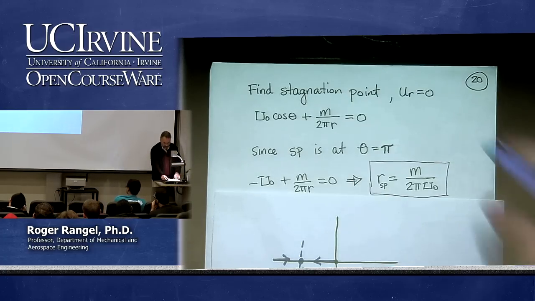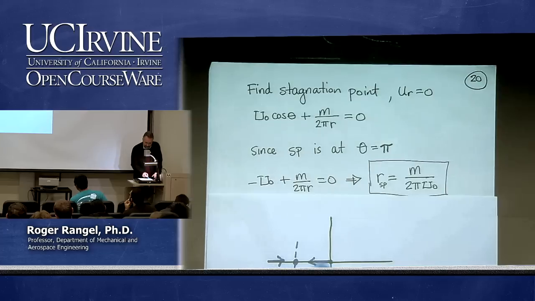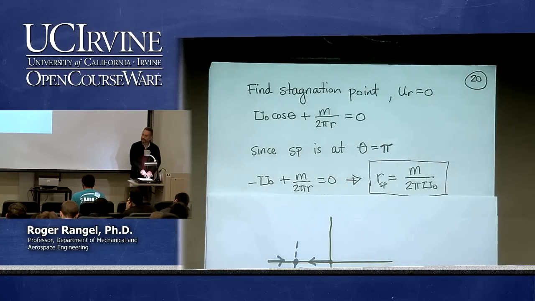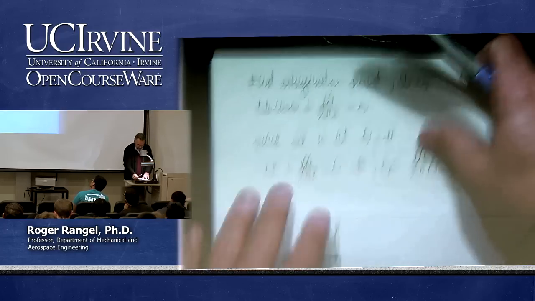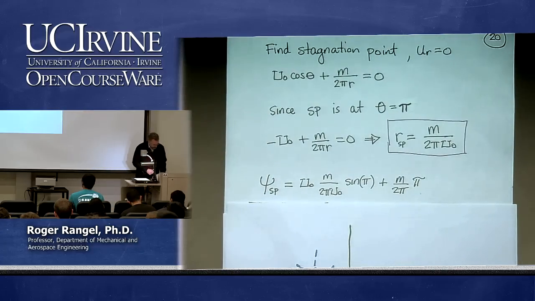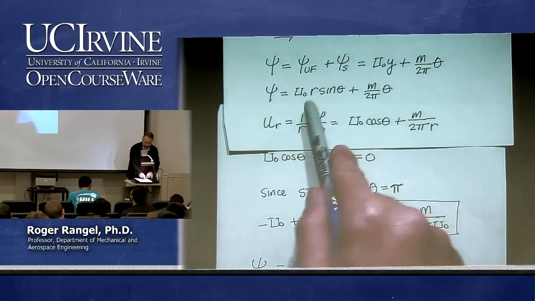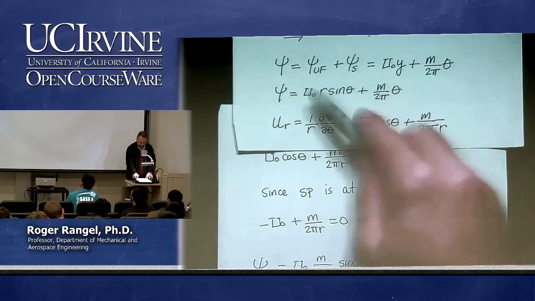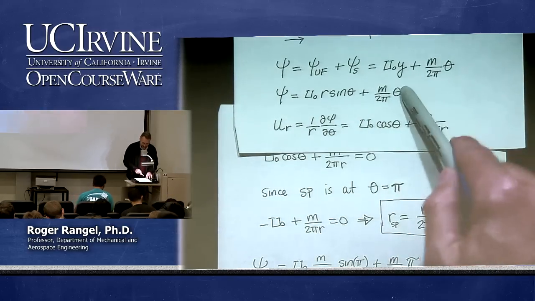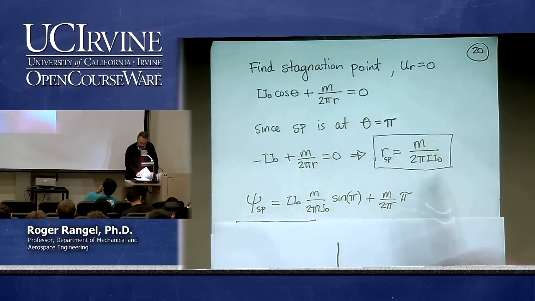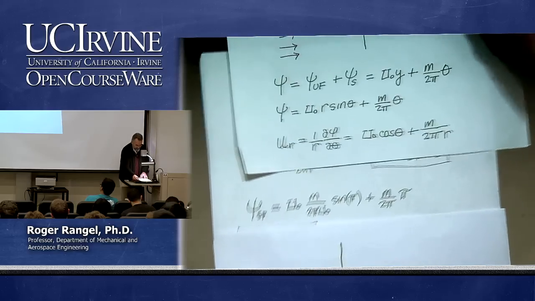Well, the way we find it is, let's first of all find the value of the stream function at that point. What is the value of the stream function at that point? Here is the stream function. We found that a little while ago, right here. Psi is u naught r sine theta plus m over 2 pi theta. Let's evaluate that stream function at that point. What are the coordinates of that point? Well, r is equal to m over 2 pi u naught. So that's why I'm plugging it right there. All right.